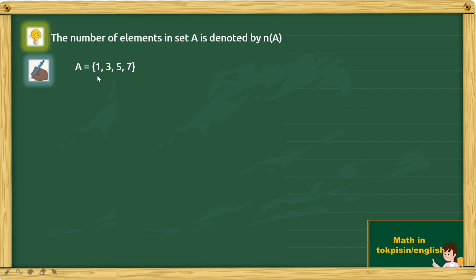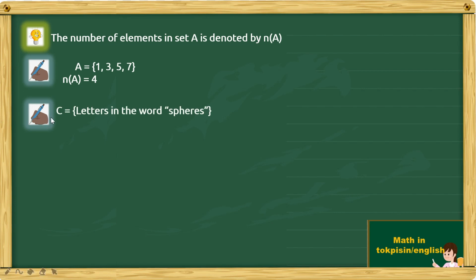A is equal to the set {1, 3, 5, 7}. To find the number of elements in set A, what we need to do is just count the elements. So we have 1, 2, 3, 4. So there are 4 elements. Therefore, the number of elements in set A is 4. Let's look at another example.